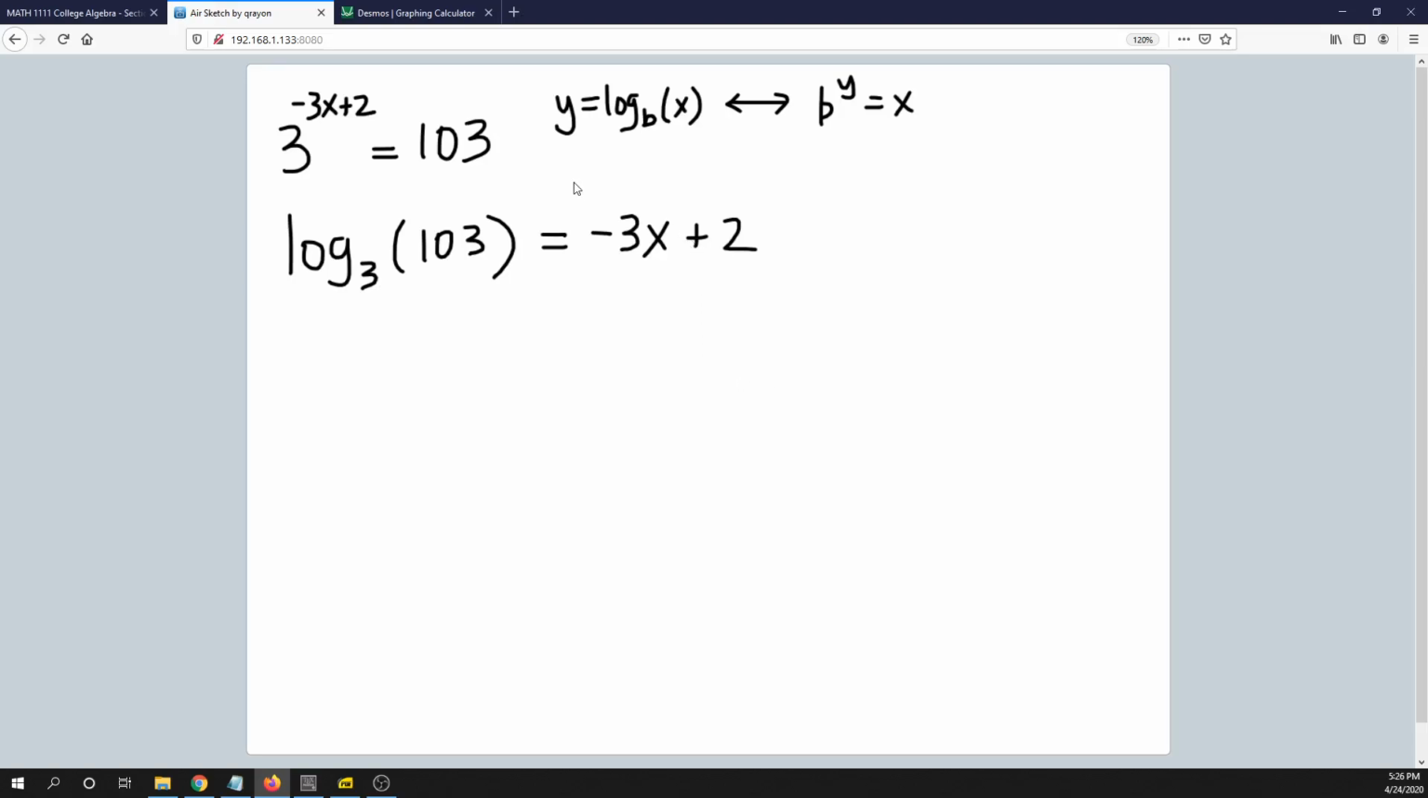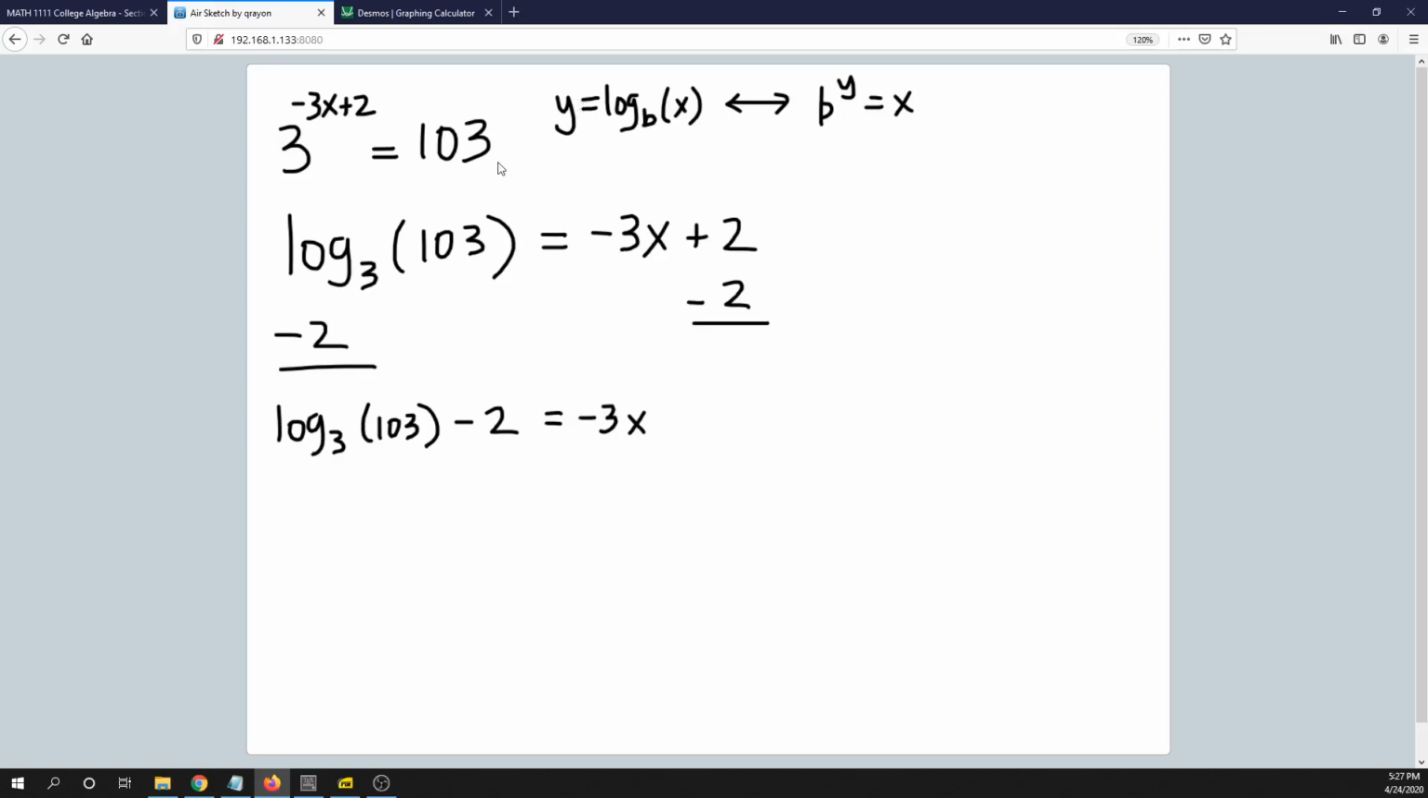Now that we have converted this into logarithmic form, we are going to solve for x, getting x by itself on one side of the equation. The first thing we are going to do is add or subtract so that every term with an x is on one side and every term without the x is on the other side. I'm going to subtract 2 from both sides. On the left side, I'm going to get log base 3 of 103 minus 2 equals minus 3x.